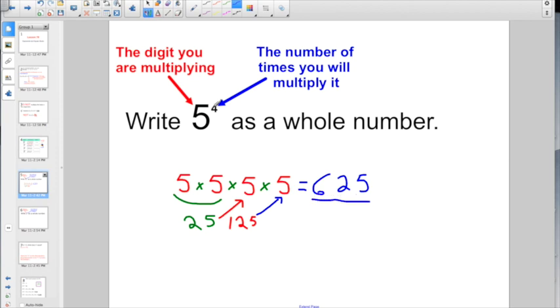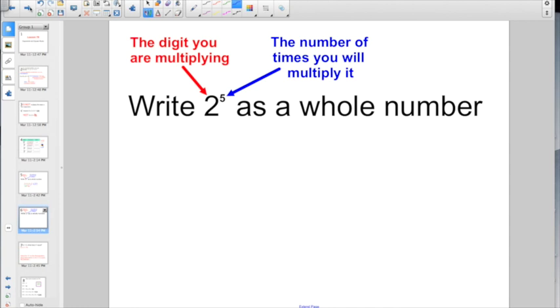So 5 to the fourth power does not equal 20. It equals 625 because I'm multiplying 5 4 times. Let's try this one. Write 2 to the fifth power as a whole number. So 2 is the number I'm multiplying. I have an exponent of 5, so I'm going to need 5 2s multiplied together. 2 times 2 times 2 times 2 times 2.